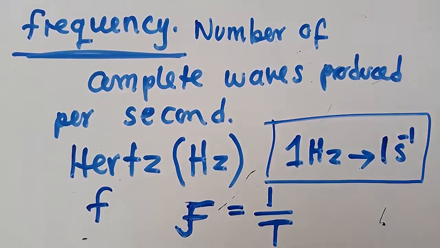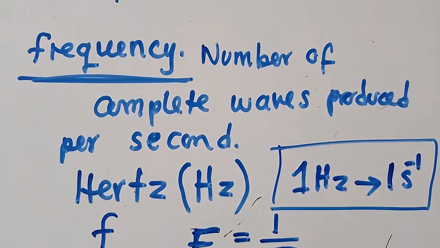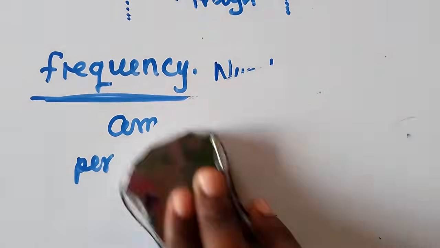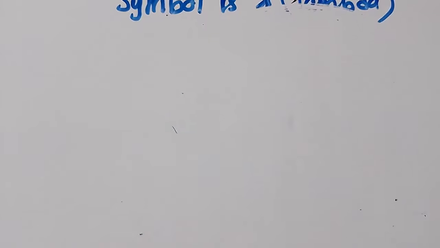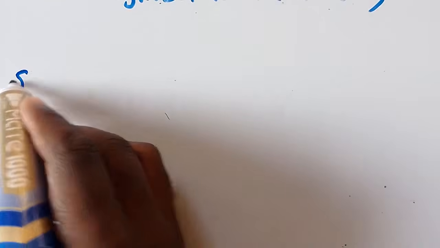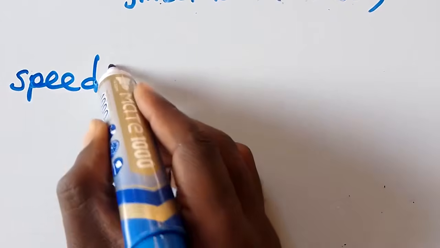Now we go to the last part that we are going to talk about, which is speed. You need to understand what speed is. So what is speed under this? The speed of a wave is the distance traveled by the wave in 1 second.